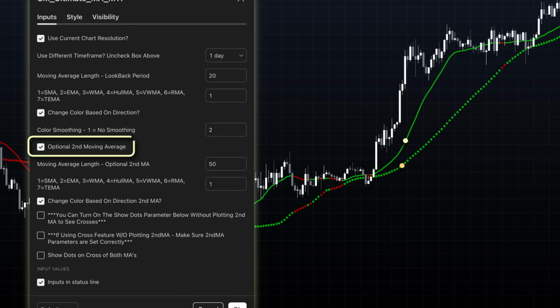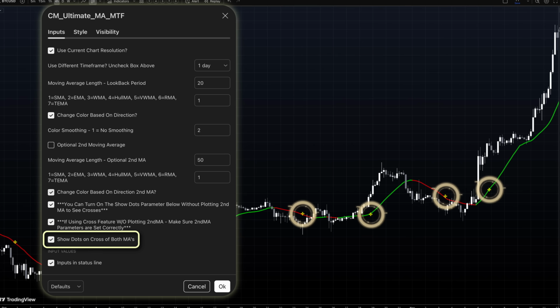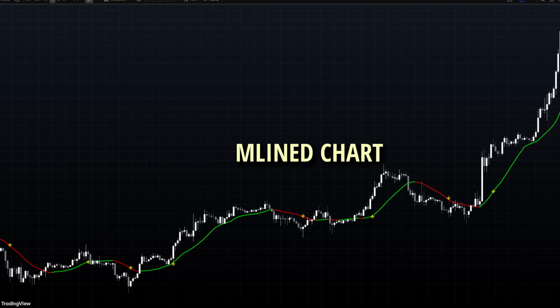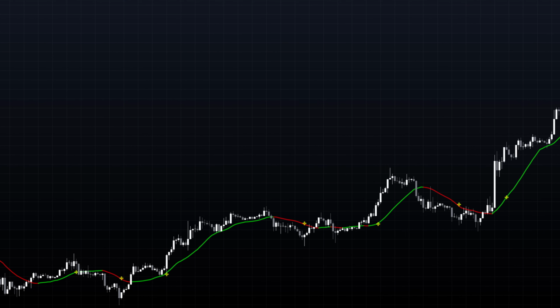What sets this indicator apart is its dual moving average functionality, allowing traders to plot a second moving average with independent type and length settings. The indicator can highlight crossovers between the two moving averages with conspicuous yellow crosses, even when the second MA is not visually displayed. This creates a streamlined chart view that maintains important signals without unnecessary visual elements.